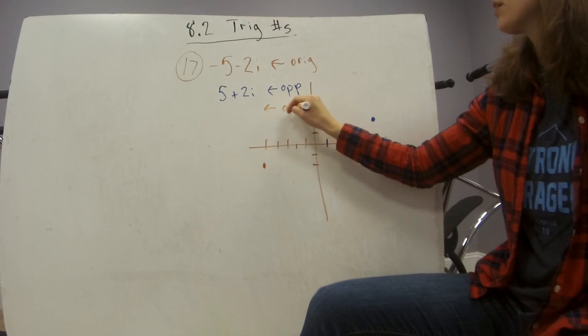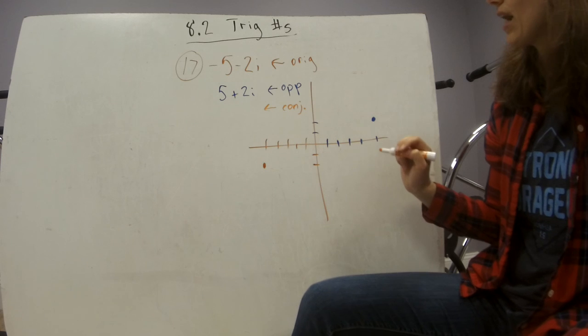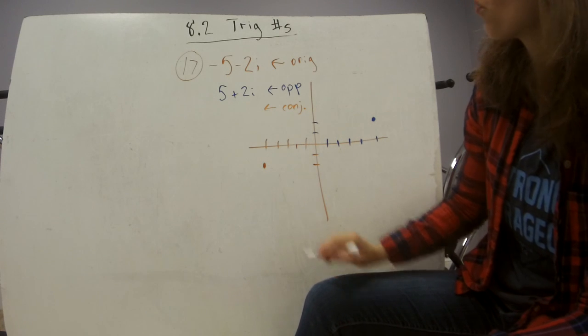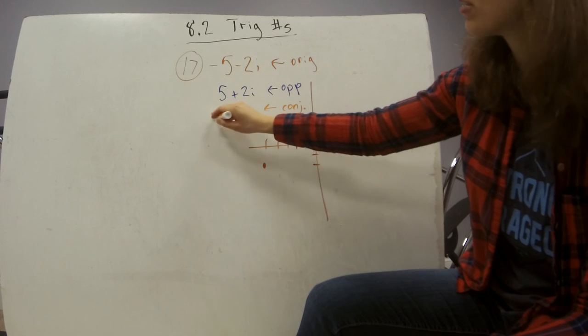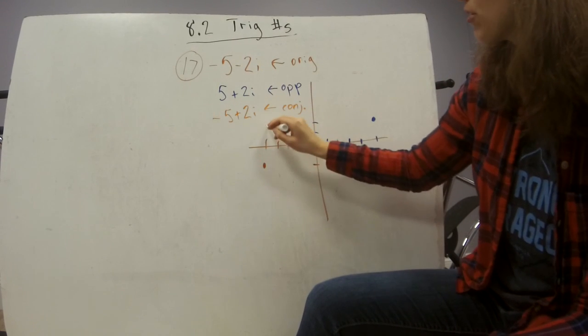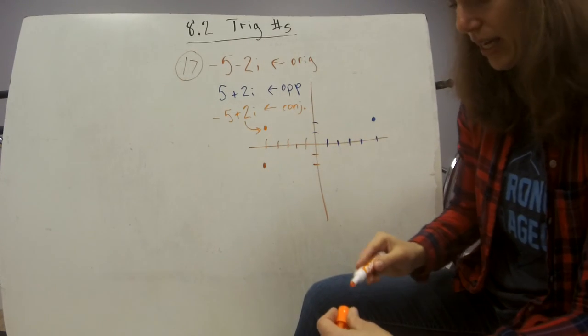The conjugate, that looks very similar to that. Oh well. The conjugate is where you just change the sign on the i. Okay, so you're going to have negative 5 plus 2i. So this one would actually be right here. Okay, so that's that. So hopefully that's just some vocabulary there.